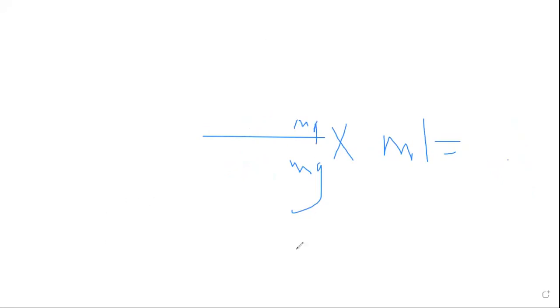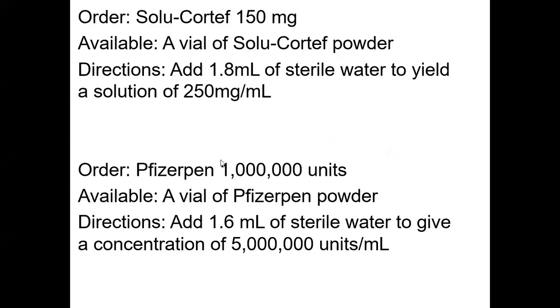Okay, let's look at the next one. Next one said we had penicillin 1 million units. And we reconstituted it by adding 1.6 mLs of sterile water to make a concentration of 5 million units per mL. And we're going to calculate the amount of mLs that we're going to get.